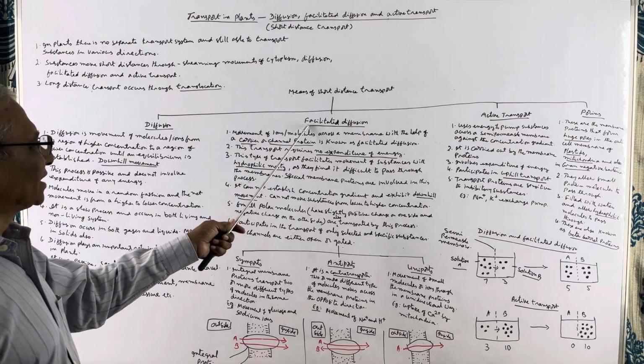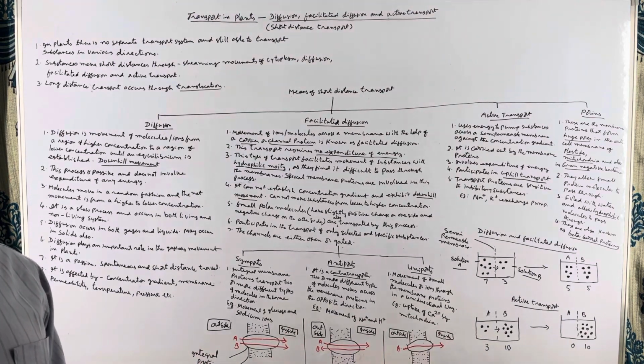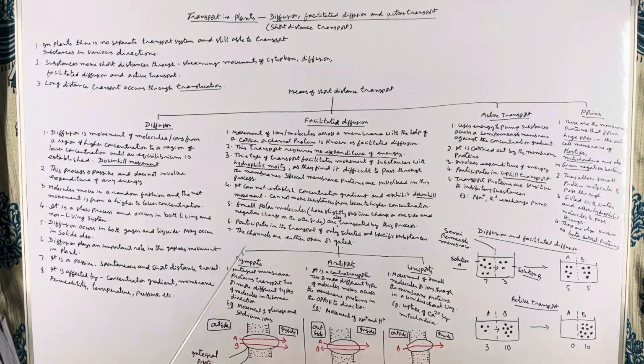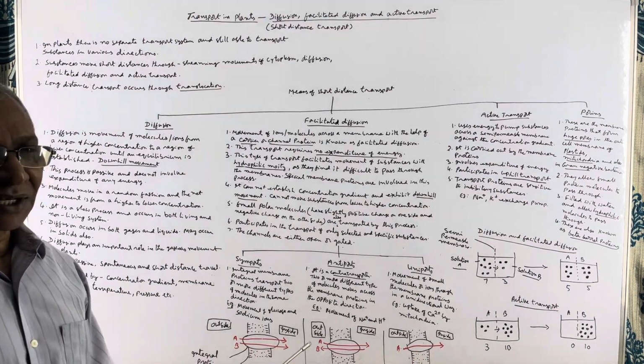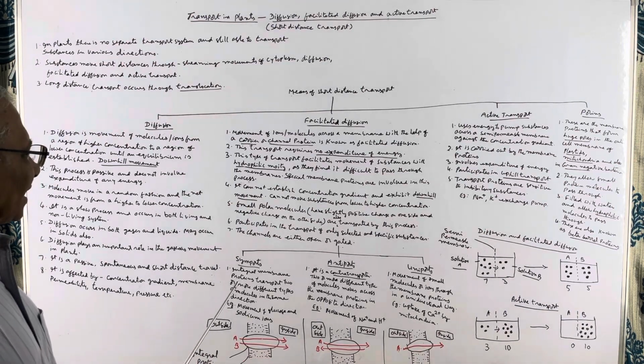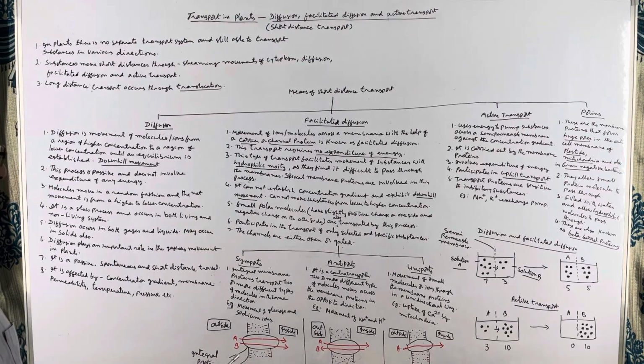Next one is facilitated diffusion. Here, the diffusion is facilitated or helped or assisted by some proteins present in the cell membrane. These proteins are known as carrier proteins or channel proteins. You know that the cell membrane is a bilipid layer and it has both extrinsic and intrinsic proteins. Some of the extrinsic proteins or the intrinsic proteins act as carrier proteins or channel proteins. They assist in the transport of selected ions or molecules across the cell membrane.